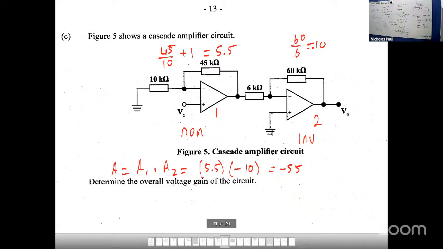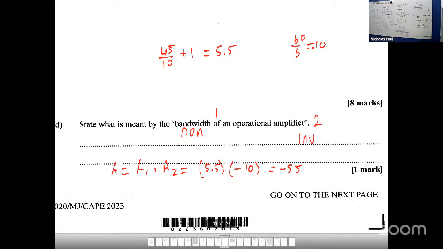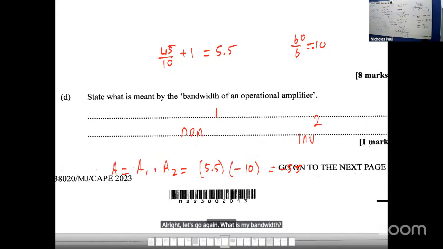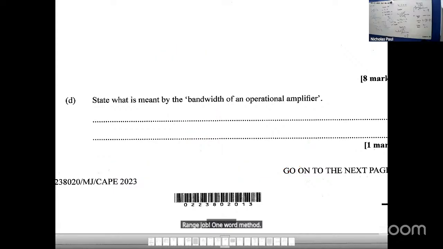Alright, let's go again. What is meant by bandwidth? Bandwidth is the range of operational frequency. Range of operational frequency.